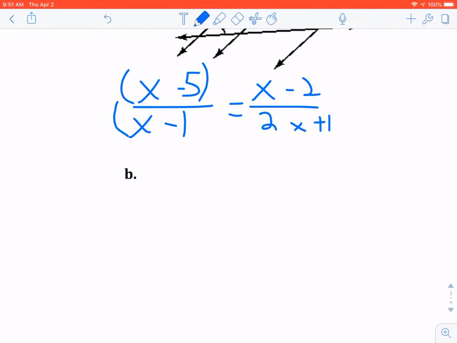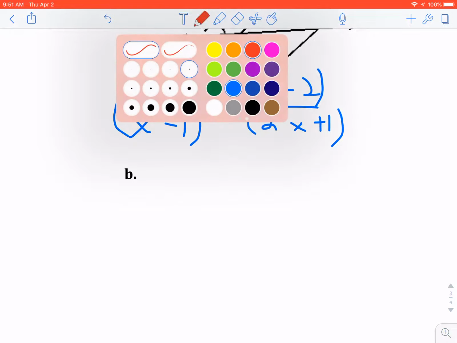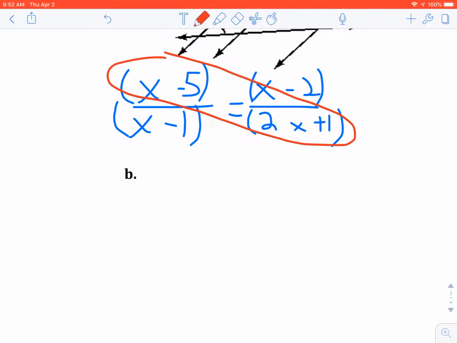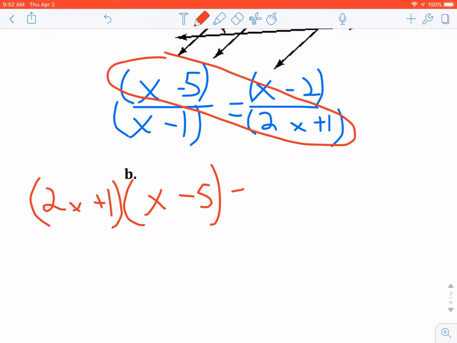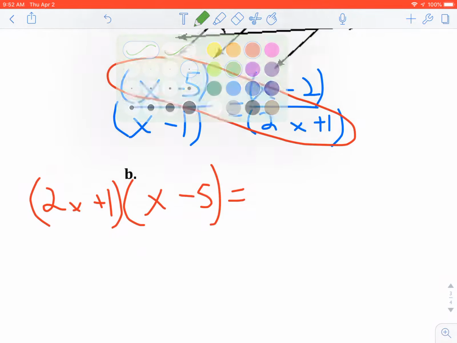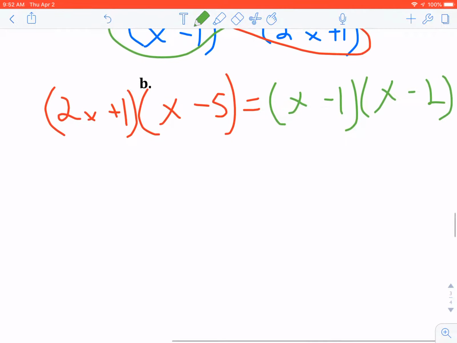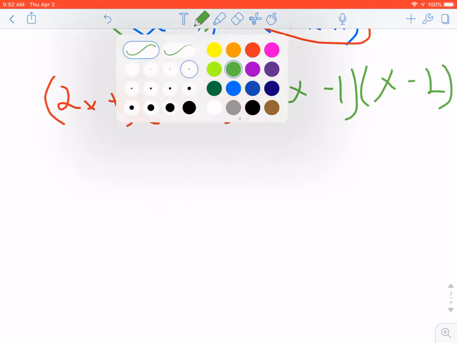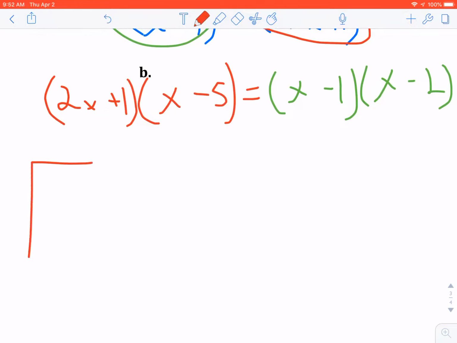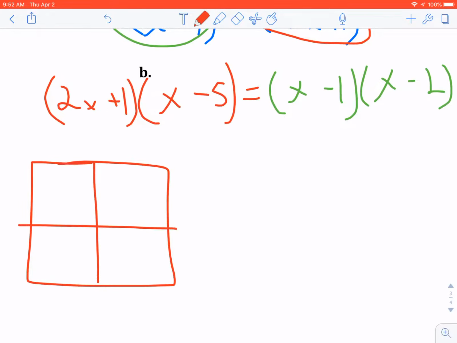So let's put everything here in parentheses. And then when we cross multiply, that's going to give me 2x plus 1 times x minus 5 as, when I cross multiply here, I get x minus 1 times x minus 2. Now, for each side, one side I'll FOIL, one side I'll use the box method. I'll do the box method here first. 2x plus 1, x minus 5.